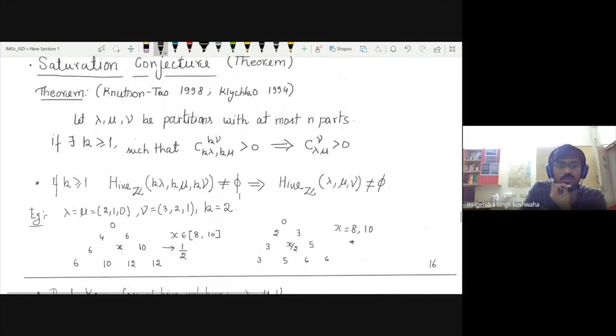For example, take our running example, lambda and mu equal to 210, nu equal to 321, and take k equal to 2. For the scaled version, the boundary is 4, 6, 6, the bottom is 10, 12, 12, and the right side is 6 and 10. What are all the possible solutions? That is the interval from 8 to 10. How many integer solutions are there? There are 3 integer solutions: 8, 9, and 10. So this hive is non-empty, but you divide by 2. All the boundary you can divide by 2, it's easy because the boundary was scaled by k, so you can divide.